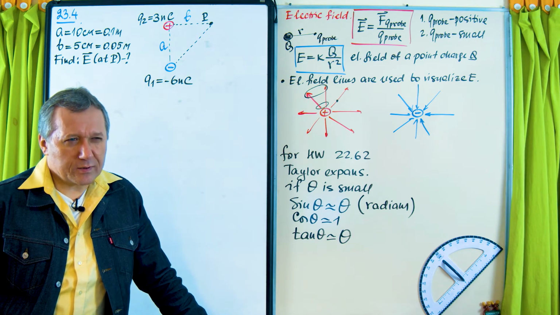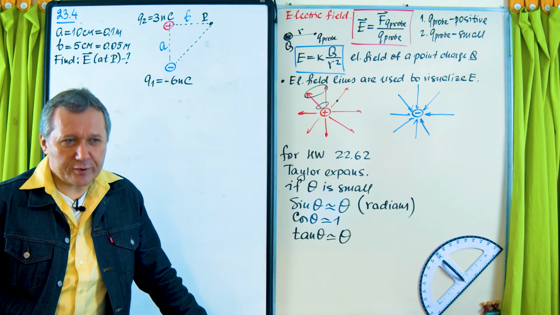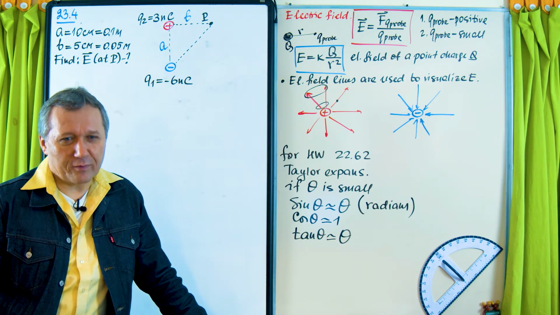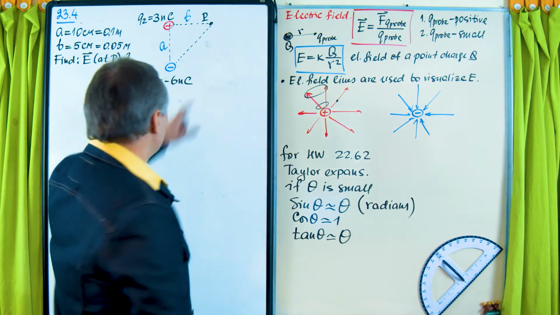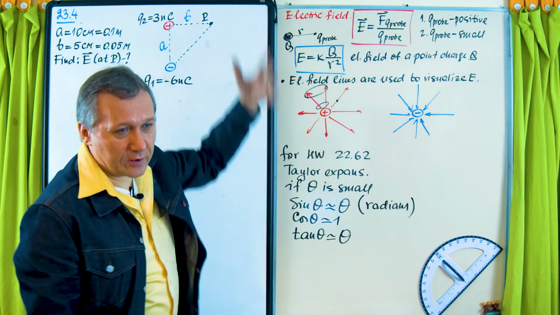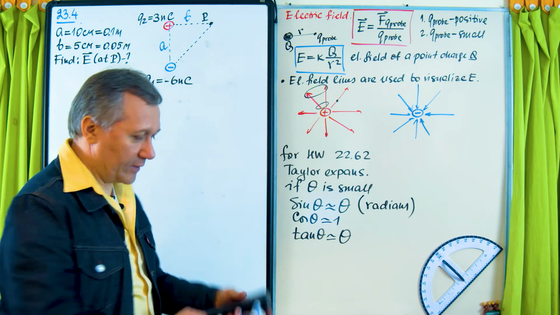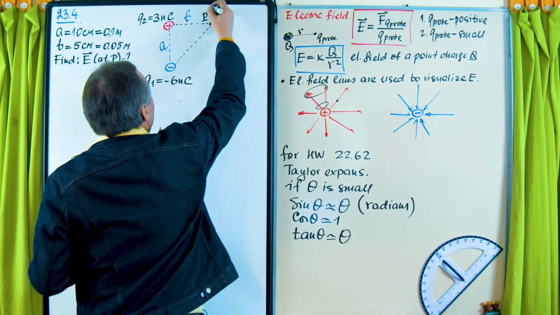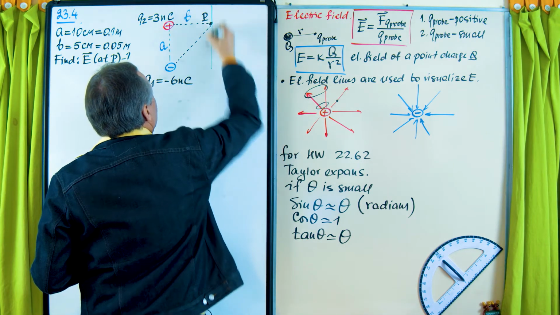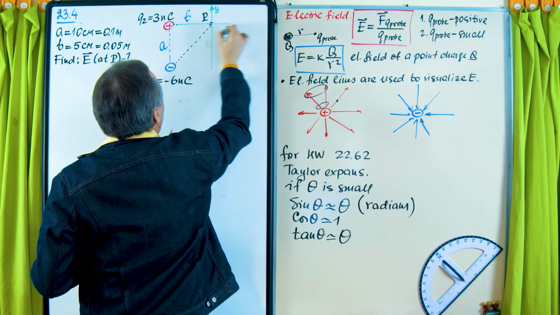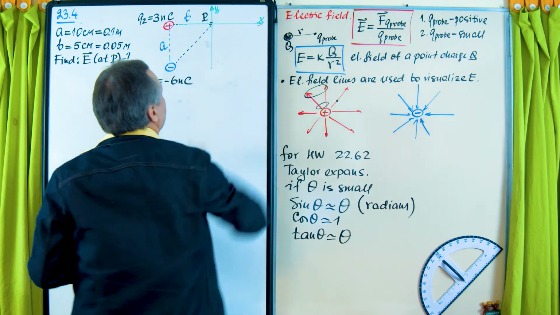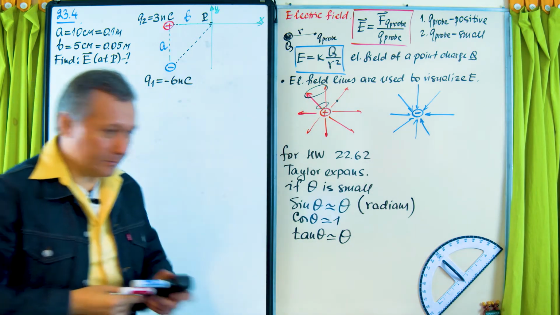You know what? Since we're going to deal with vectors, let me introduce the coordinate system immediately before I forget it. I will position it at the point where we want to find the electric field. So this will be y, and this is x, right? Okay, and now we can discuss.